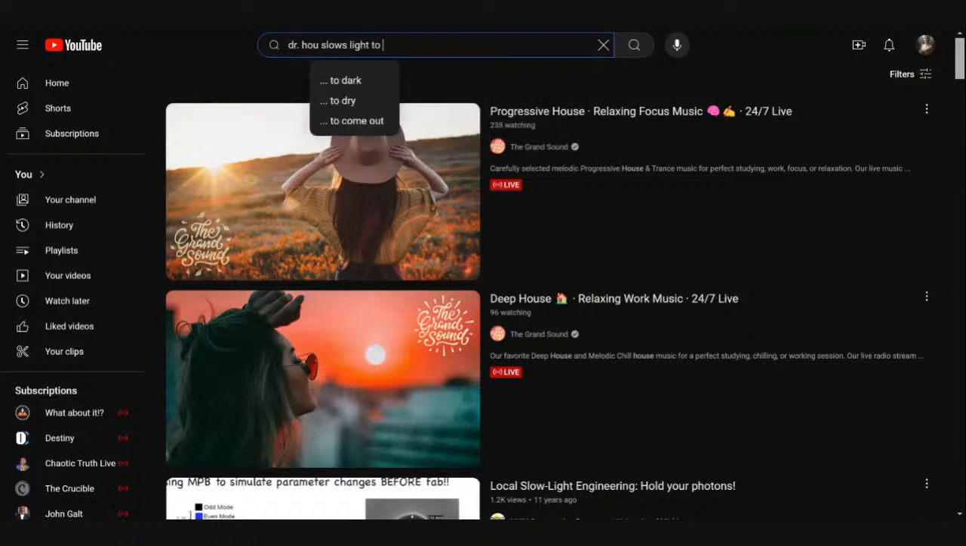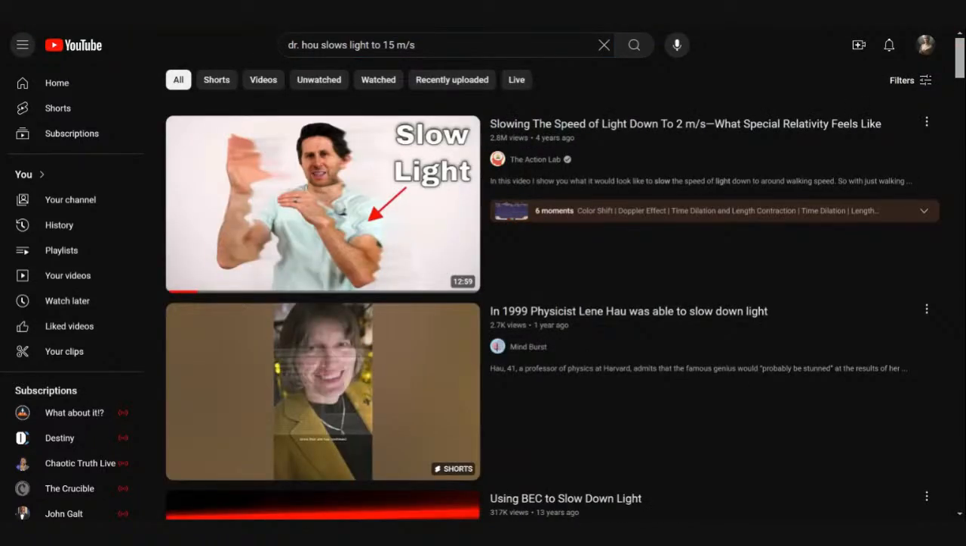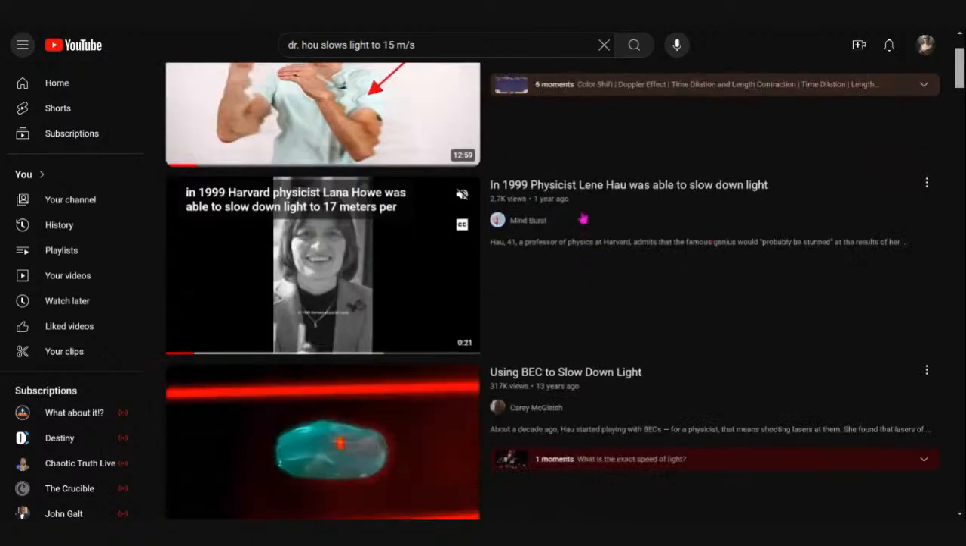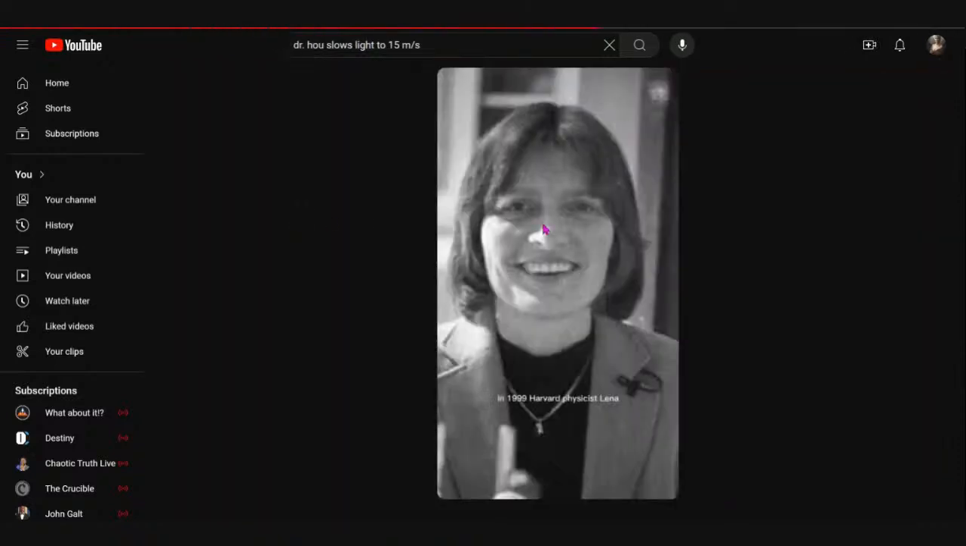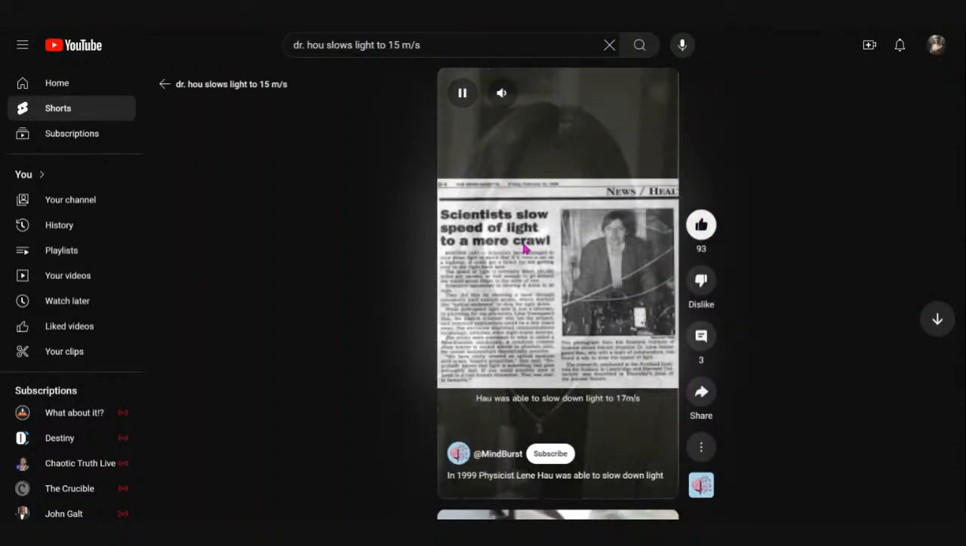How much was it? 15 meters per second or something. Oh, physicist Lena Howe was able to slow down light. Okay, there it is. In 1999, Harvard physicist Lena Howe was able to slow down light to... Oh my god. So she was probably like 50 then. So she's 75 now.